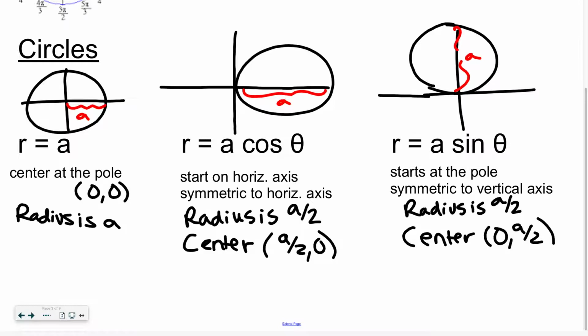Now remember, if there's a negative a out front, then your circle shows up on the other side, so your center will be negative for both of those. Okay, now you're going to be asked about how many zeros a graph will have in polar graphs. So that's where these two statements, starts on the horizontal axis and starts at the pole, become really important. It matters where it starts when you start counting zeros.